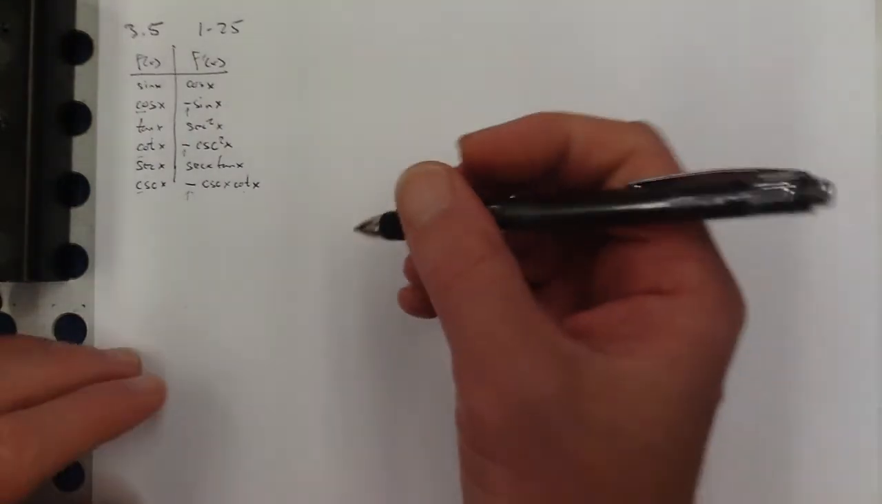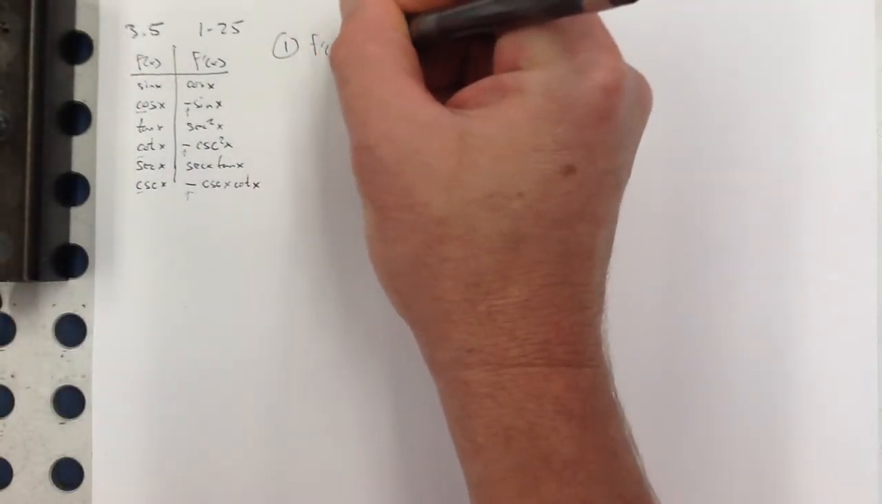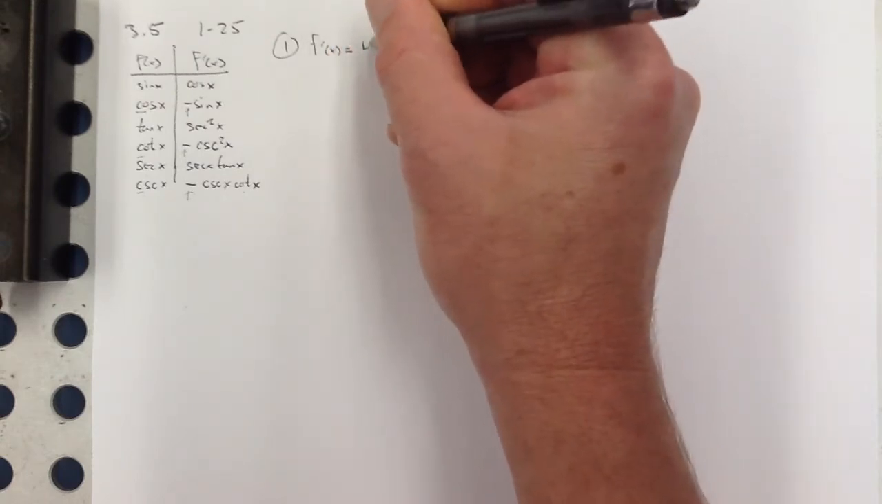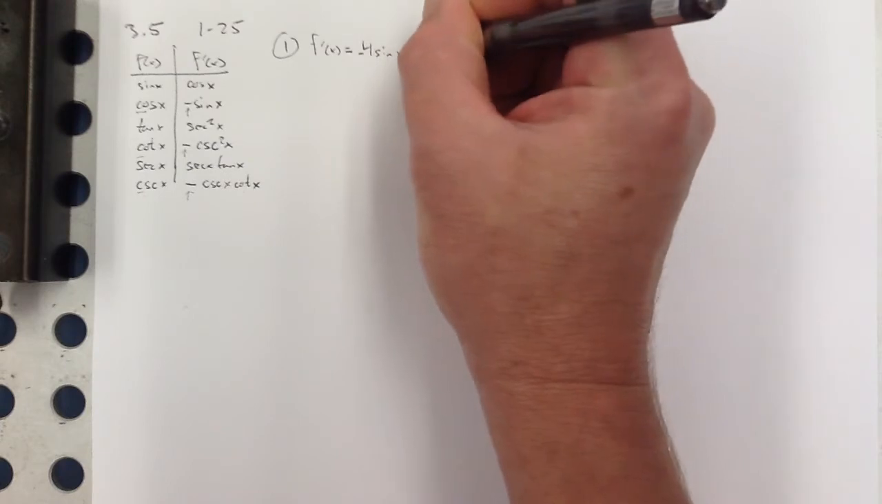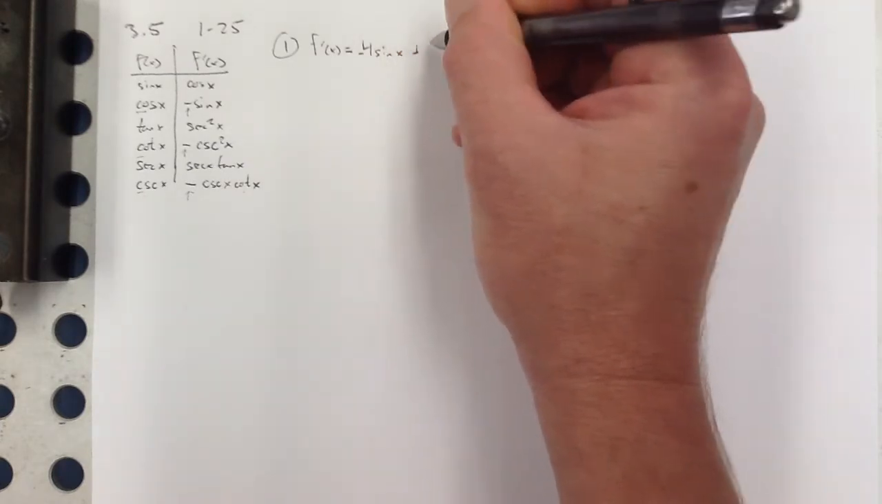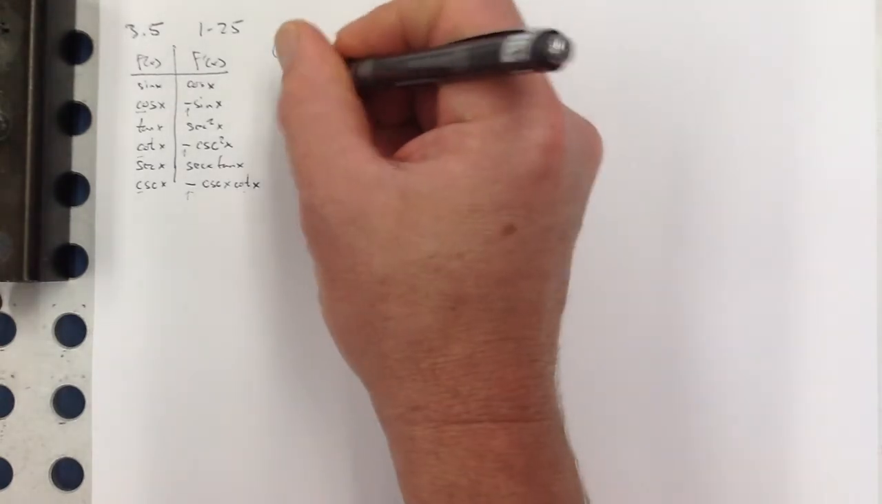All right, let's jump into it. So number 1, the derivative of this is going to be 4. Derivative of cosine is negative sine plus 2 cosine x.